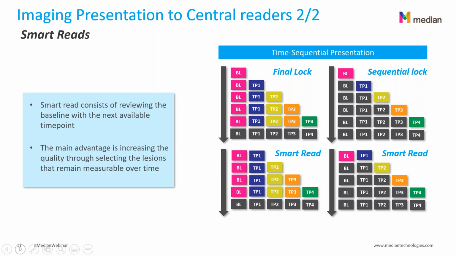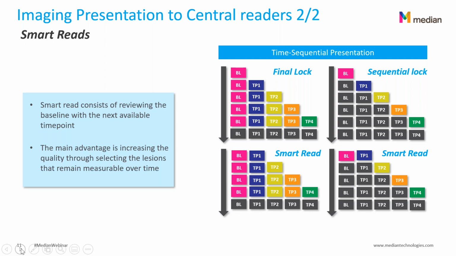You can see the time sequential presentation here in the diagram on the right with a sequential lock using the smart read process. So, below where it indicates a smart read, you would see the baseline and time point 1, which the reader would read together. The reader would then read the time point 2 and time point 3 follow-up visits as they are received, and time point 4, and the previous time points would then be locked.